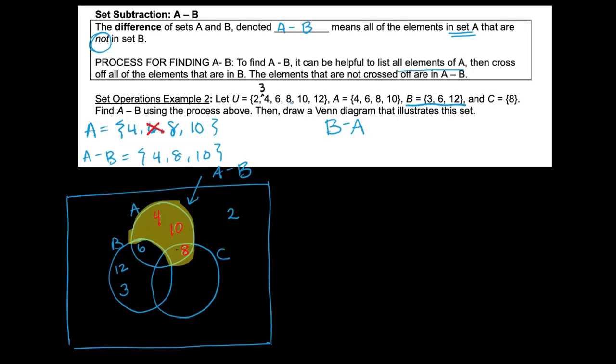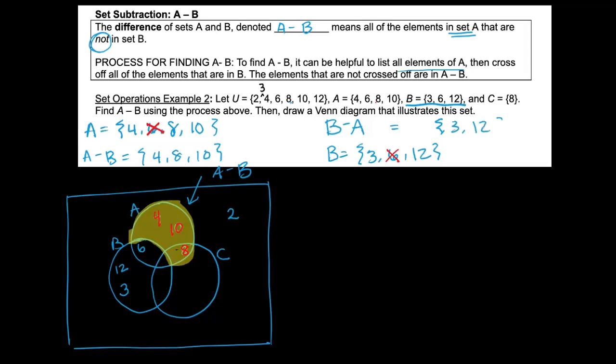Now I'm going to write out set B, because whatever set is first, that's the set you need to write out. So I write out B: 3, 6, and 12. Then I look in set A, and any numbers that are in set A that are in B, I'm going to cross off. There's not a 4, there is a 6, so I cross it off. There's not an 8, and there's not a 10. So I only have to cross off 6, and my answer for B minus A is just going to be 3 and 12.